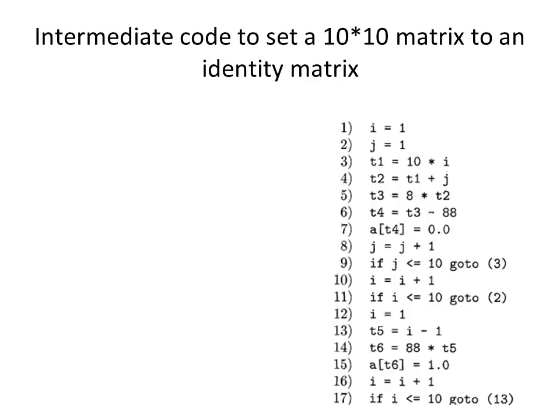Intermediate code to set a 10 by 10 matrix to an identity matrix. So this is the intermediate code. We have 17 steps here, starting from the first step, i = 1, j = 1, t1 = 10 * i, and like that we have 17 steps. This is the intermediate code to set the 10 by 10 matrix to an identity matrix, that is, the matrix having all the diagonal values as 1.